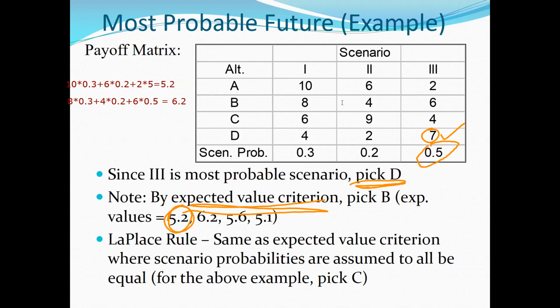So 10 plus 6 plus 2 is 18. 8 plus 4 plus 6 is also 18. 6 plus 9 plus 4 is 19. 4 plus 2 plus 7 is 13. So you'll pick alternative C because that gives you the most payoff. Obviously, it's going to be divided by 3 because you have to multiply by the probability, but the highest number would still be alternative C. That will be your expected payoff under the Laplace rule, because we assume all these probabilities are 1/3, 1/3, 1/3. If there are 4 scenarios, then it will be 0.25, just equal probability of each scenario occurring.